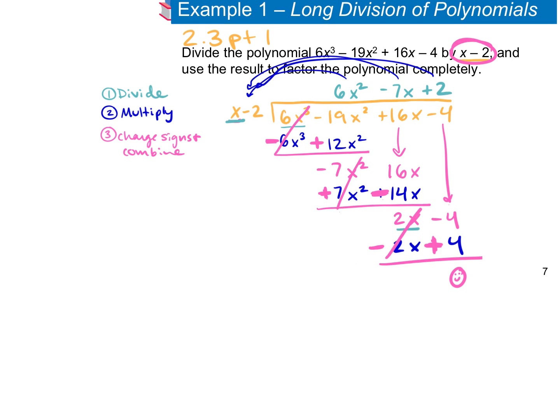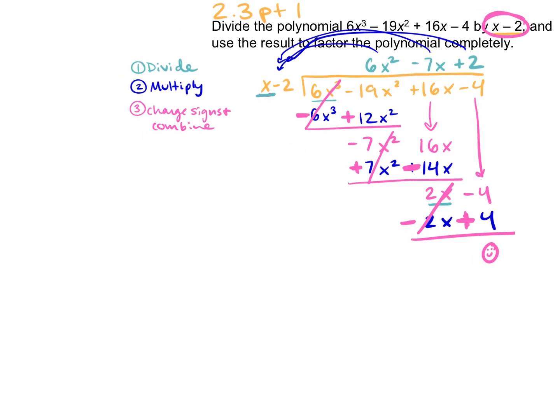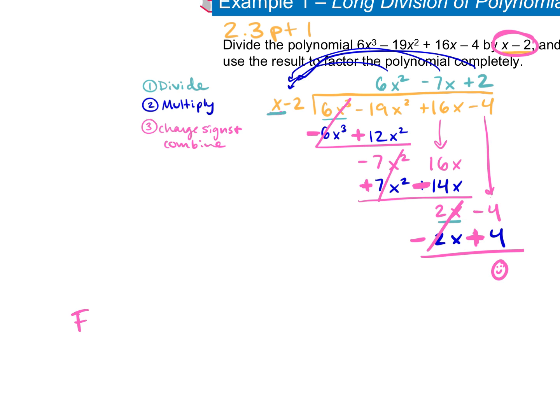So this question asks to use the result to factor the polynomial completely. I'm going to make a list of my factors. On WebAssign, it's going to want all of the factors. So what we divided into it is going to be our first factor. Since it divided evenly, I'm going to put that as our first factor here, x minus 2.